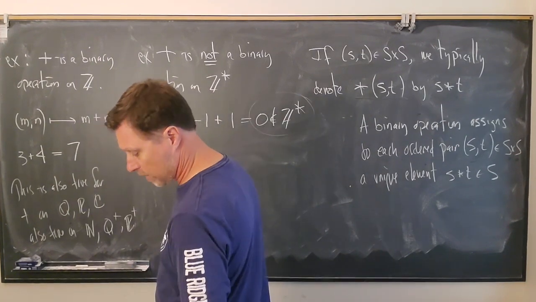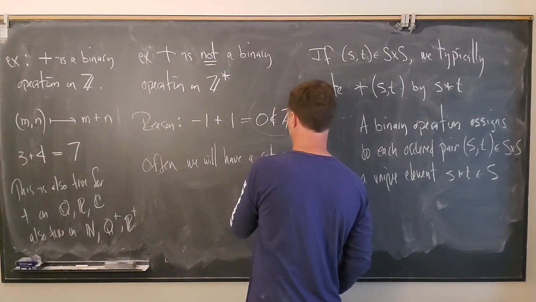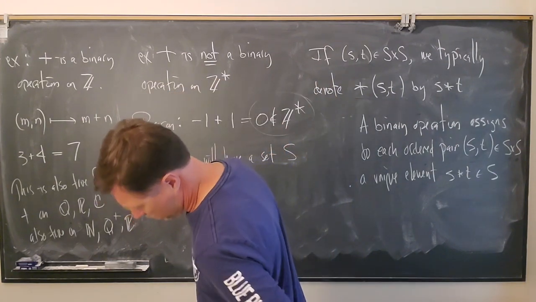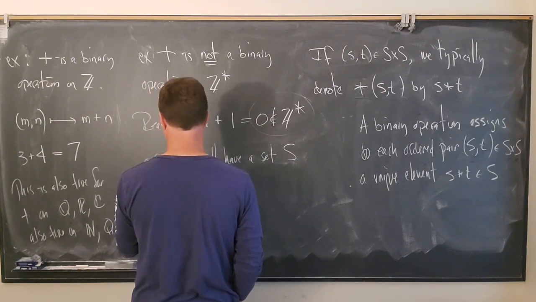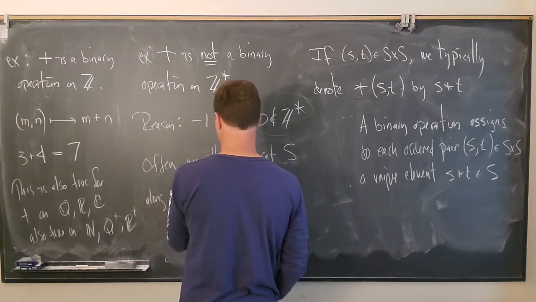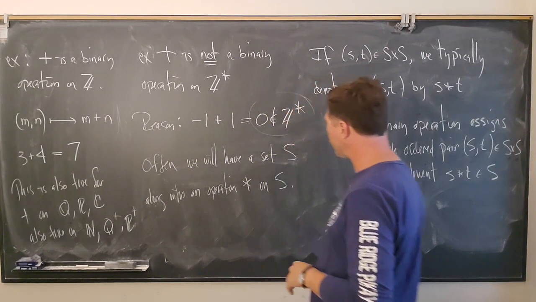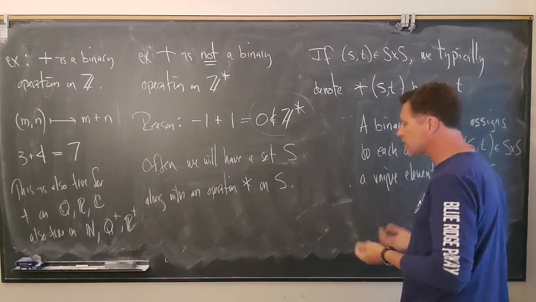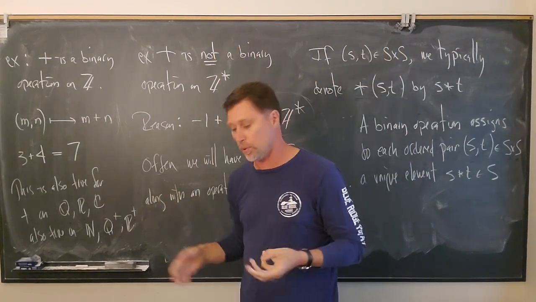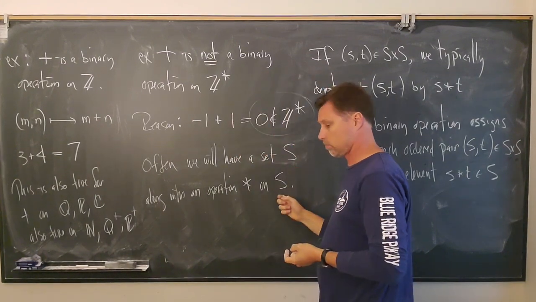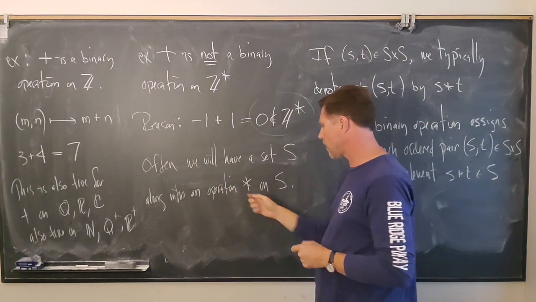So often we'll have a set S along with an operation, say star on S. Think of an operation, including a binary operation, as just a way to take a couple of elements from the set, put them together, do something, and give some new output, to assign some output to each pair that we choose from here. So let's say that we have a set S along with some operation star on S.